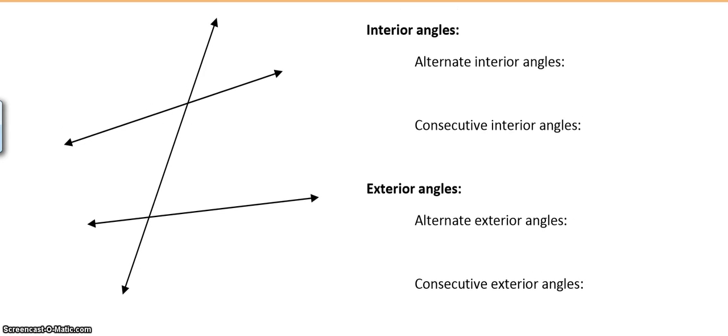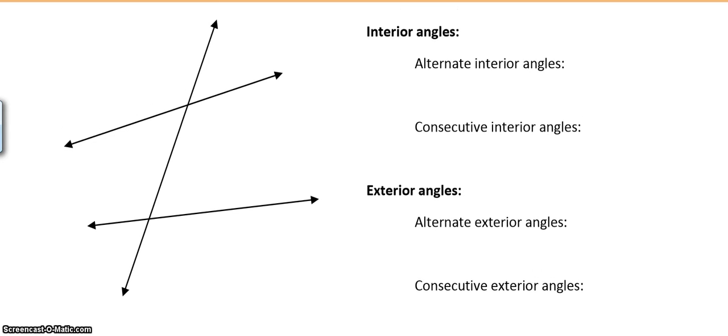The first thing we're going to talk about is interior angles. Now, let's number our angles real quick. Put 1, 2, 3, 4, 5, 6, 7, 8. So we're going to reference these 8 angles by their number for the next part of the lesson here. So those aren't going to change.